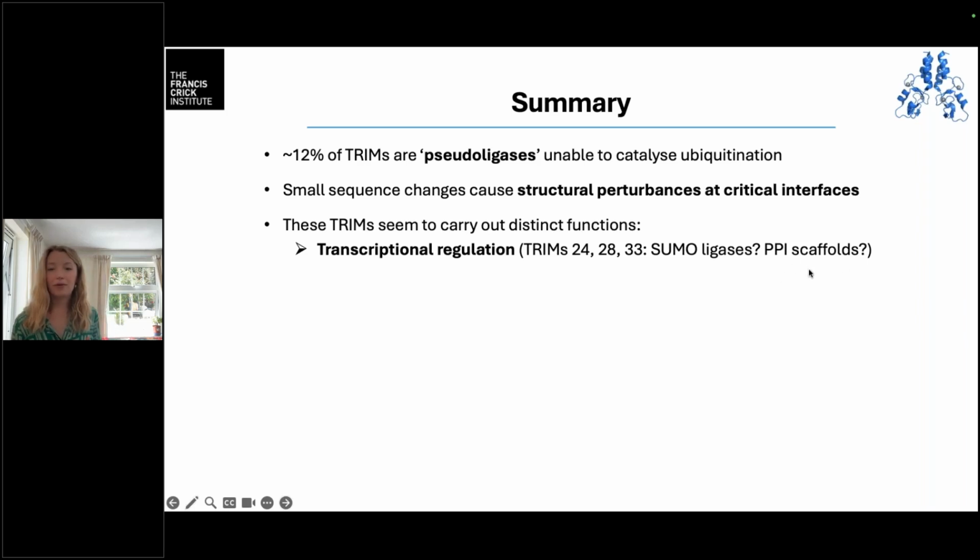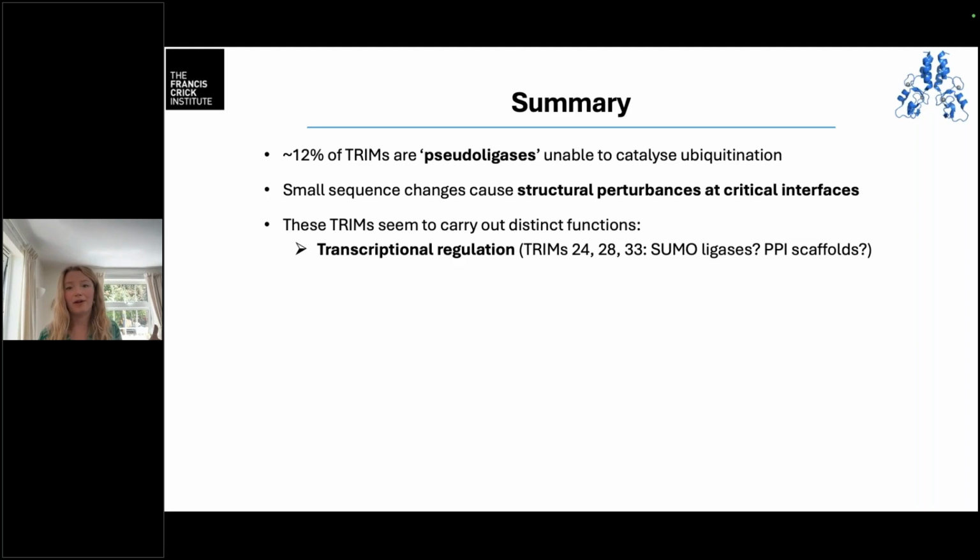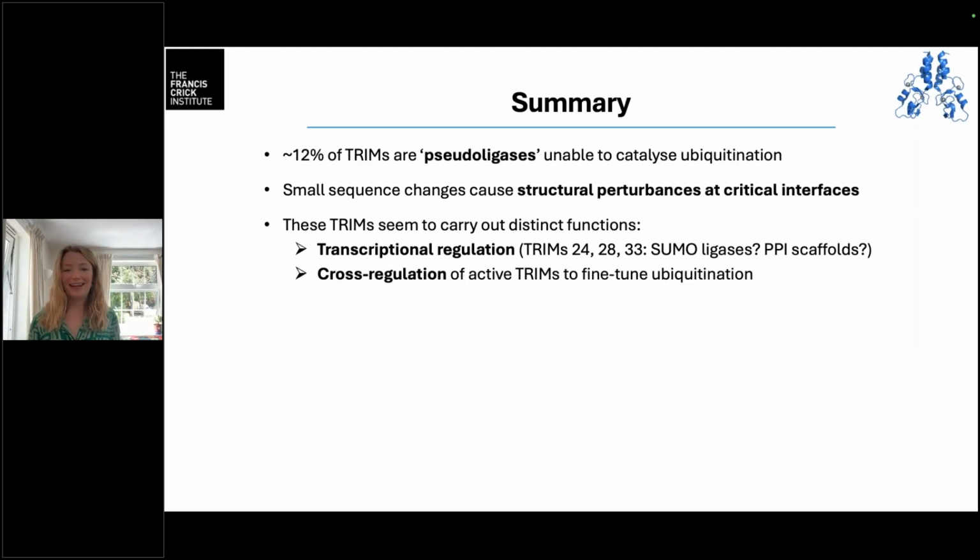Or I think what's quite a cool idea is that maybe they're just acting as protein-protein interaction scaffolds. As I was saying at the beginning when I introduced the domain structure, really what you have is the substrate binding domain at the C-terminus. You have a coiled-coil domain, B-box domain, and then the ring domain. And all of those are carrying out protein-protein interactions of different kinds. And so if the TRIM is inactive, might it be co-opted to act as a protein-protein interaction scaffold for a larger complex, where it doesn't ubiquitinate, just holds in place? I think that's quite a tempting idea.